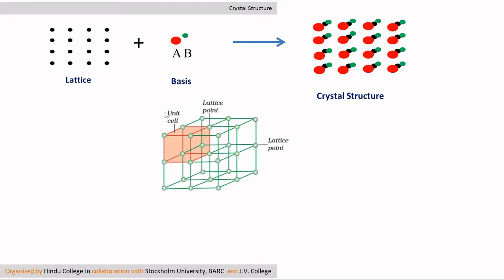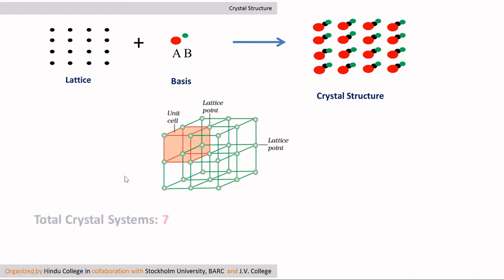Now, once you have a 3D lattice, your first job is to look for the simplest repeating unit. The simplest repeating unit is called unit cell, and it has all the properties which a crystal has. For example, whatsoever is the density of the crystal, the same density will be that of the unit cell. Whatsoever is the chemical formula of the crystal, the same chemical formula will be that of a unit cell. So if you want to study a crystal, your job will be to study a unit cell.